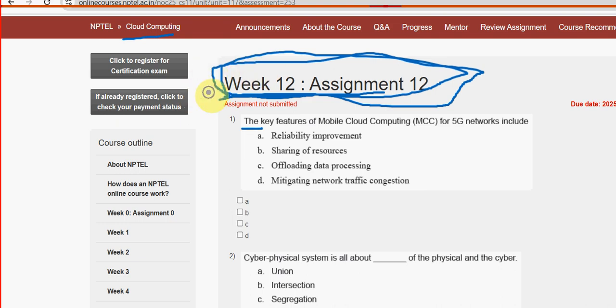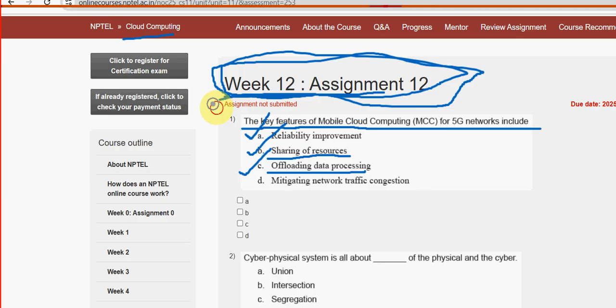Let's see the first one. The key features of mobile cloud computing for 5G networks include. For the first question, there are three probable solutions. Option B, sharing of resources. Option C, offloading data processing. And the other one is option A, reliability improvement.